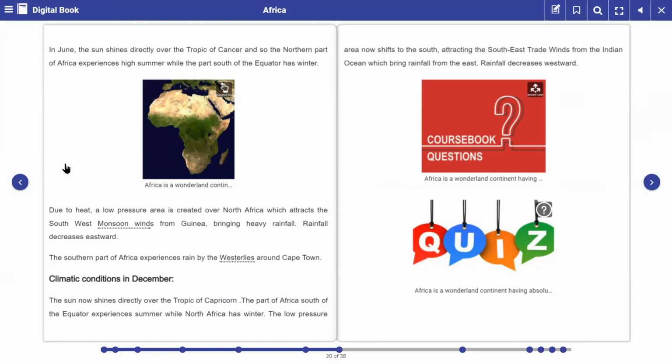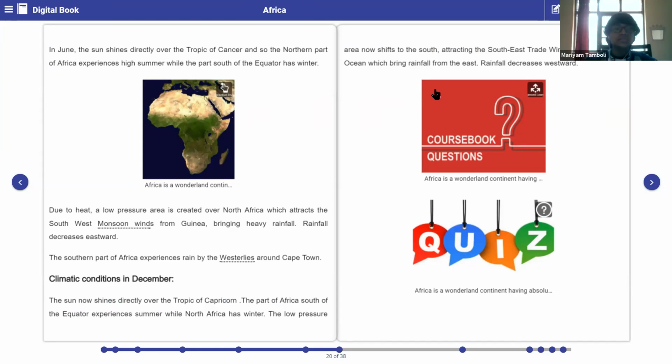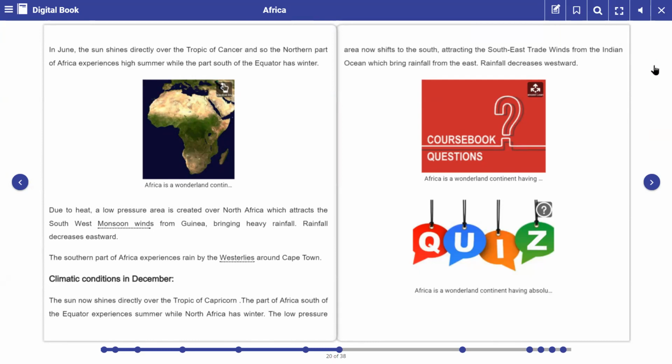Can you see in the map where the sun is directly shining, on which part, northern or southern? Who will tell me? Northern. And why do you think it is directly shining over the northern parts? What is the reason? Because the south of the equator has winter. Very good. Because the sun is basically shining directly over the Tropic of Cancer, and that comes towards the northern part of Africa. The northern part of Africa experiences what? Summers. High summers. Very good.